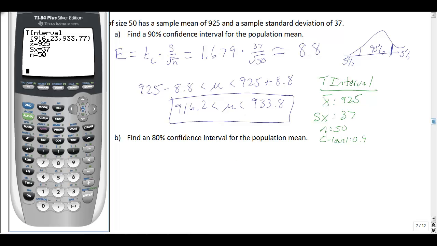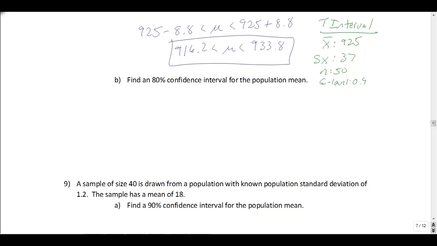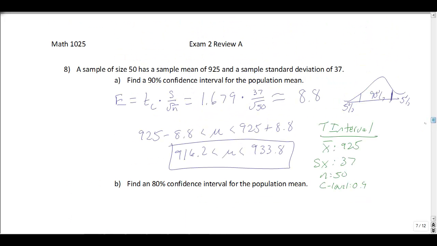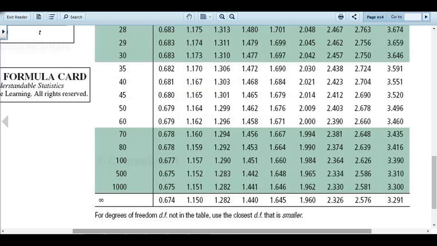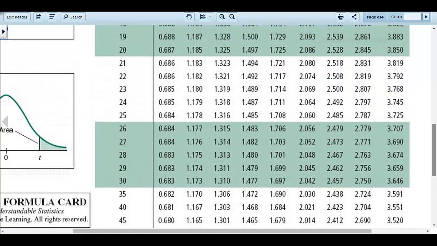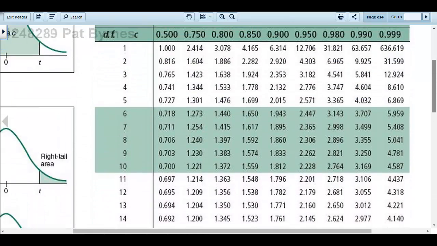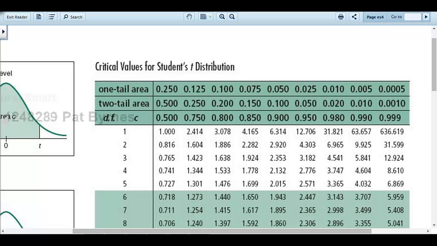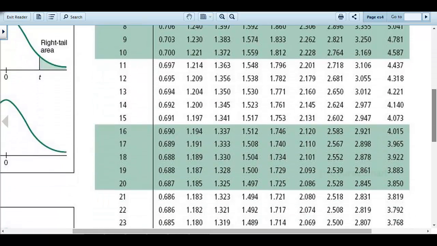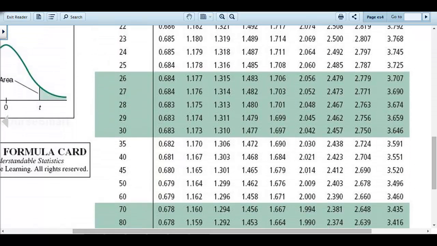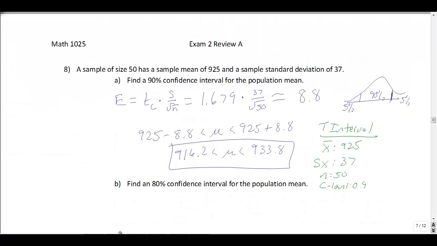Okay, so now if I want to find an 80% confidence interval for the population mean, what would change if I did this method here? That 1.679 would just get replaced with the critical value for 80%. I have to figure out where they are. So 90, I have to go 2 to the left, is 80. So at the 45, 1.679 would get replaced with 1.301 here. So I get my margin of error.